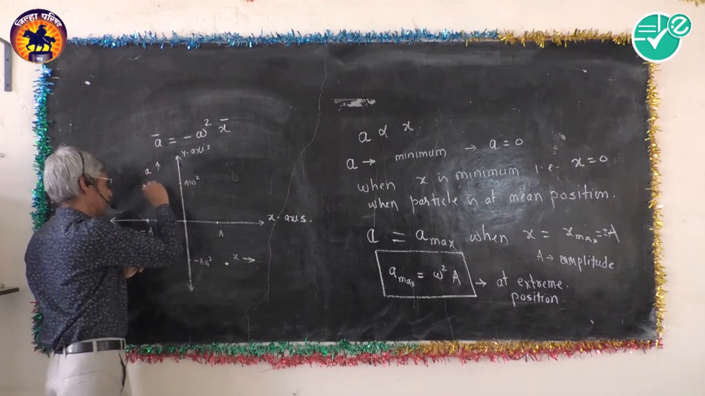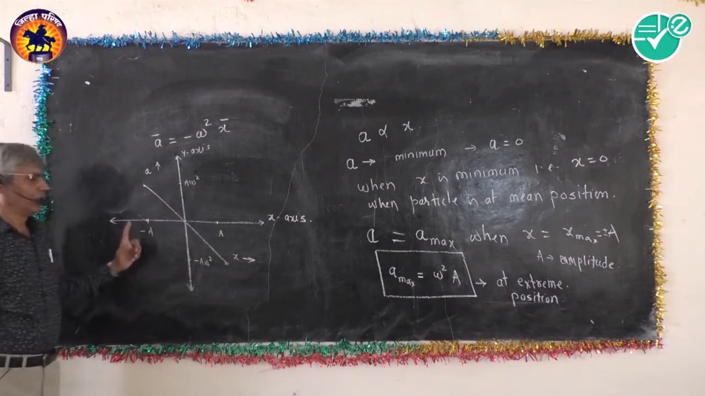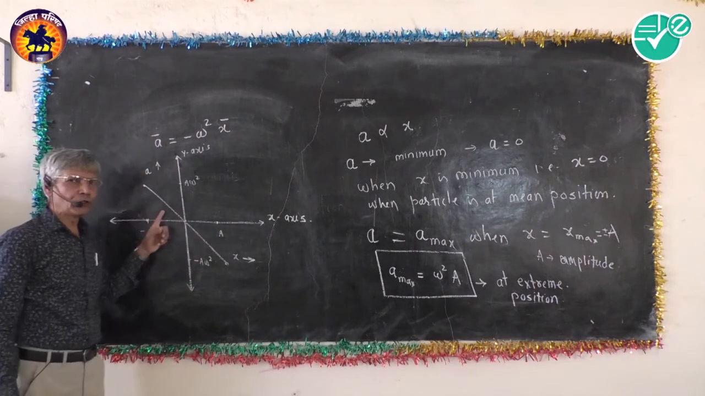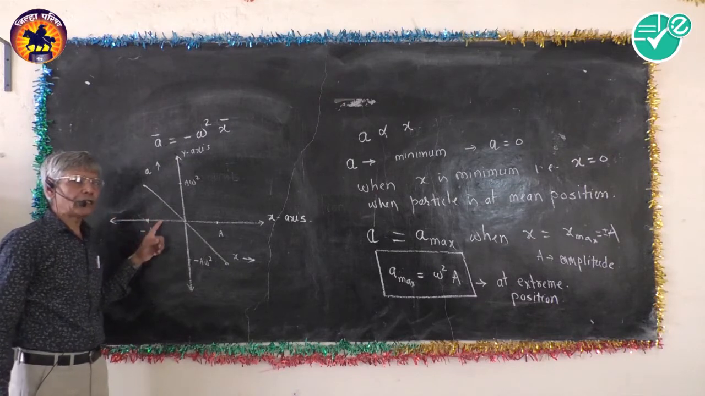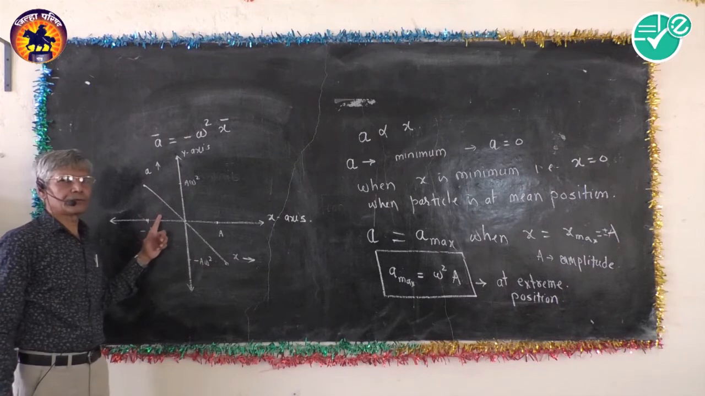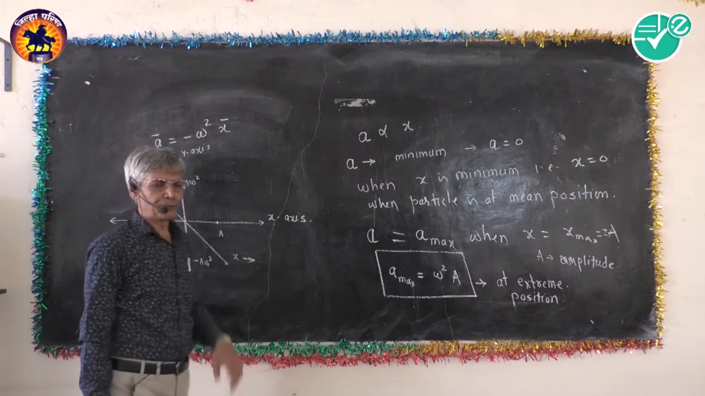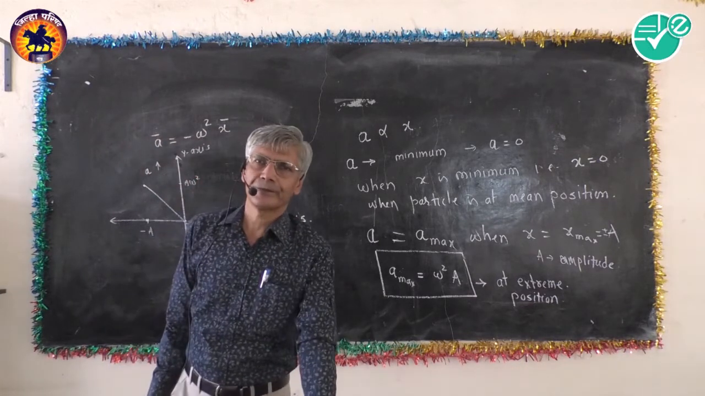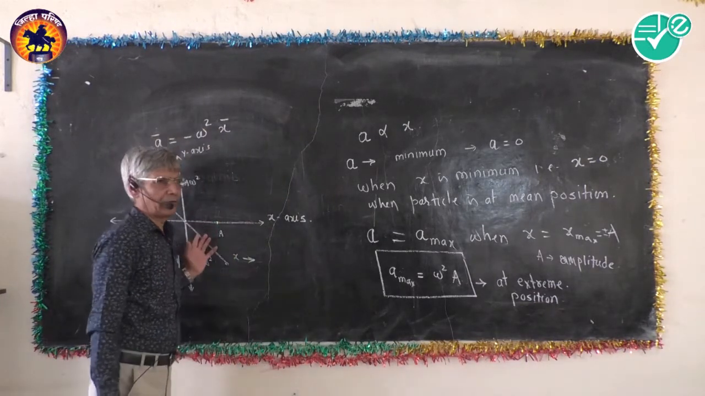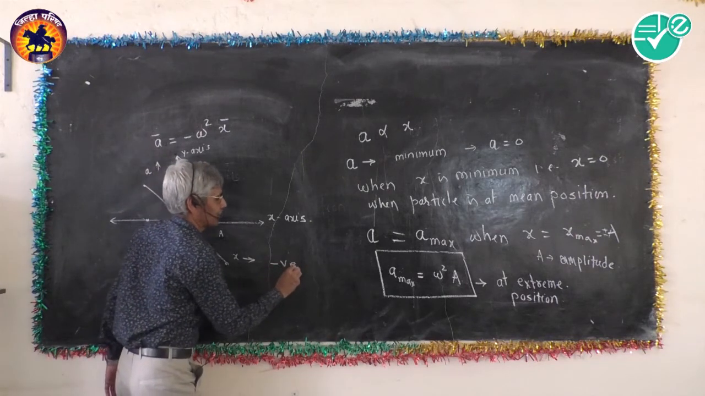If we join these points, we have a curve which shows the variation of the linear acceleration with respect to the linear displacement from the mean position or equilibrium position. This is a straight line graph passing through the origin with a negative slope.